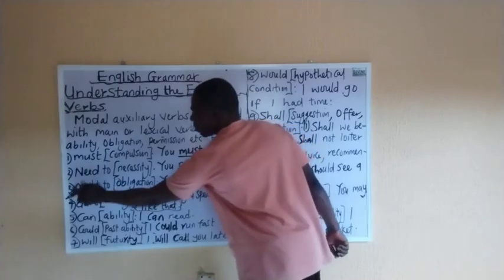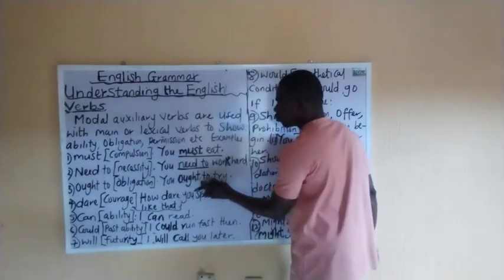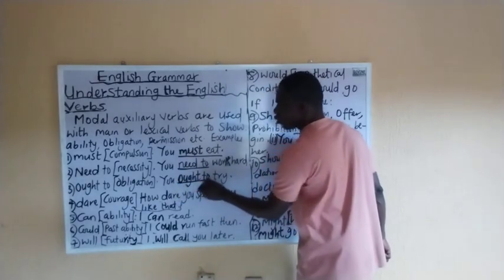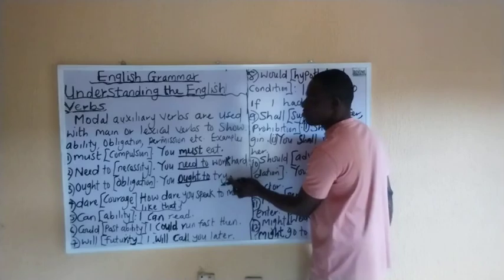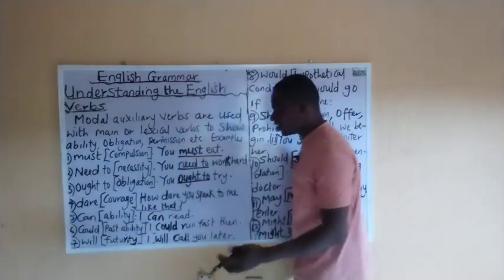Okay, 3. Ought to. Ought to is used to show obligation. You ought to try. Ought to is the modal auxiliary verb, while the main verb here is try. Number 4, dare. Dare is used to show courage.